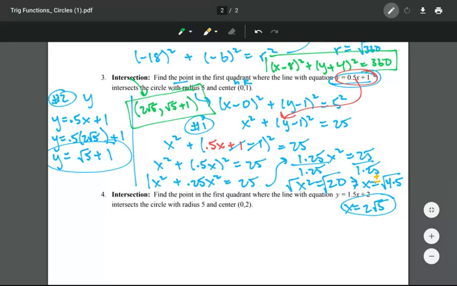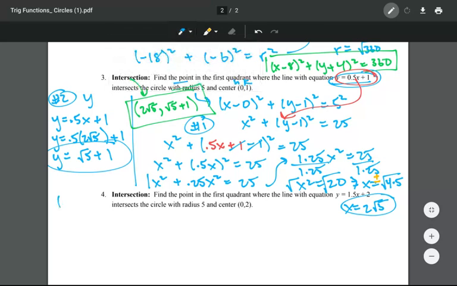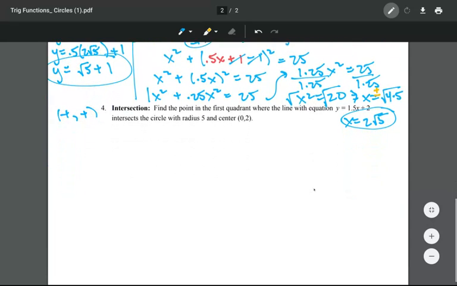In the next example, it's actually really similar. I want to find the point in the first quadrant again. So I know that I want that point to be positive, positive. So I want a point in the first quadrant. Both coordinates then are going to be positive. And I'm going to intersect the equation y = 1.5x + 2. I've got a circle with radius 5 and a center of (0, 2).